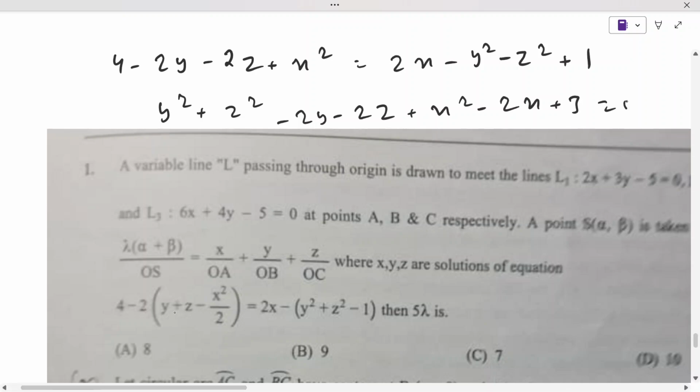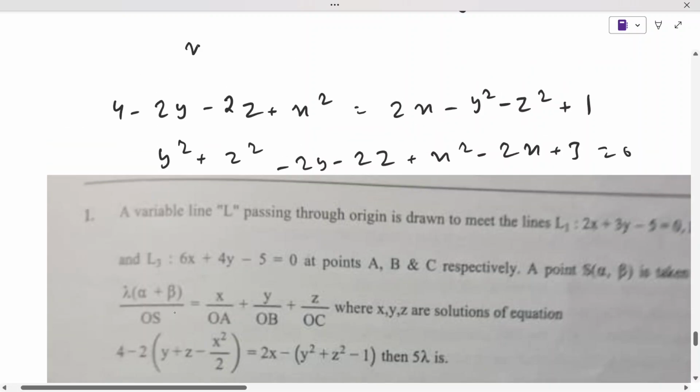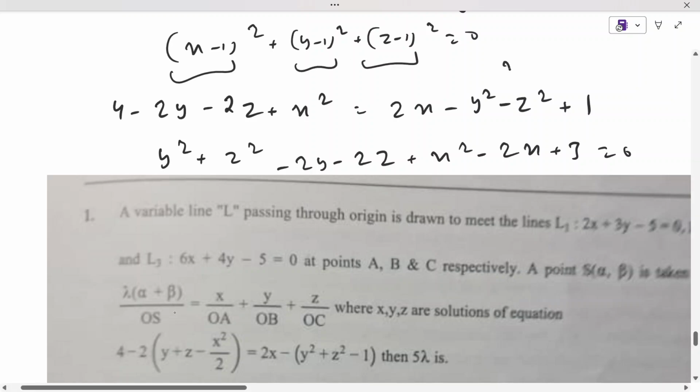Now compute the square. We have x minus 1 square plus y minus 1 square plus z minus 1 square, then you can see. This is greater than or equal to 0, this is greater than or equal to 0, this is greater than or equal to 0, which implies x equal to y equal to z equal to 1. Got it?